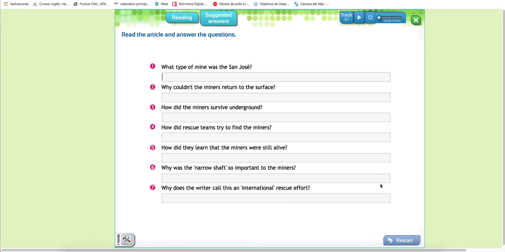Martín Grajales, tell me, how did the miners survive underground? I don't know. But let's try other stuff. Laura, tell me, how did the miners survive? They organized everything well, and they organized the food and something like that. Yes, they organized their food. Okay, nice. Let's continue.